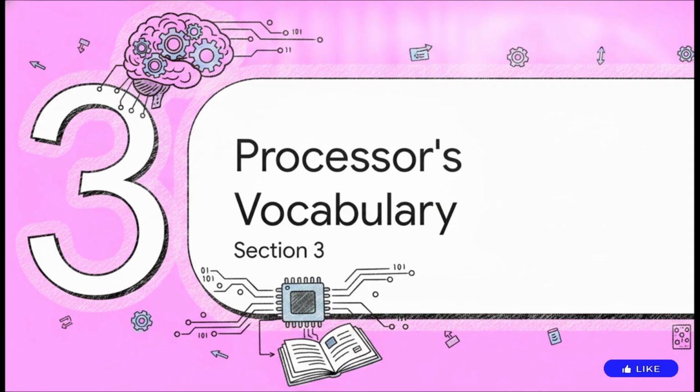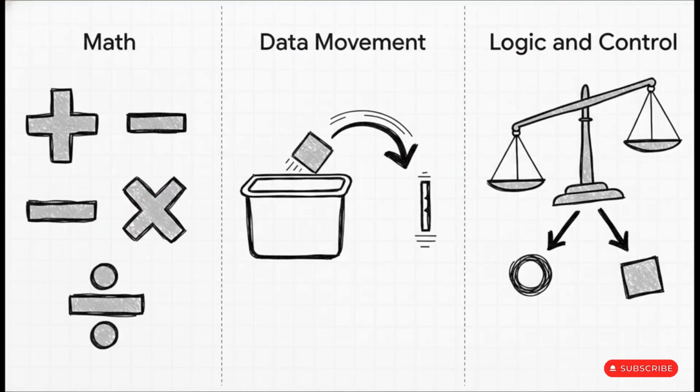Okay, moving right along to Section 3, the processor's vocabulary. So once our code is finally translated, it heads straight to the quote-unquote brain of the computer, the CPU. Now, every single CPU has an instruction set architecture. Think of it as its fundamental vocabulary of commands. And honestly, you might be completely surprised by how incredibly basic it is. The CPU isn't some super brain with deep intuition.